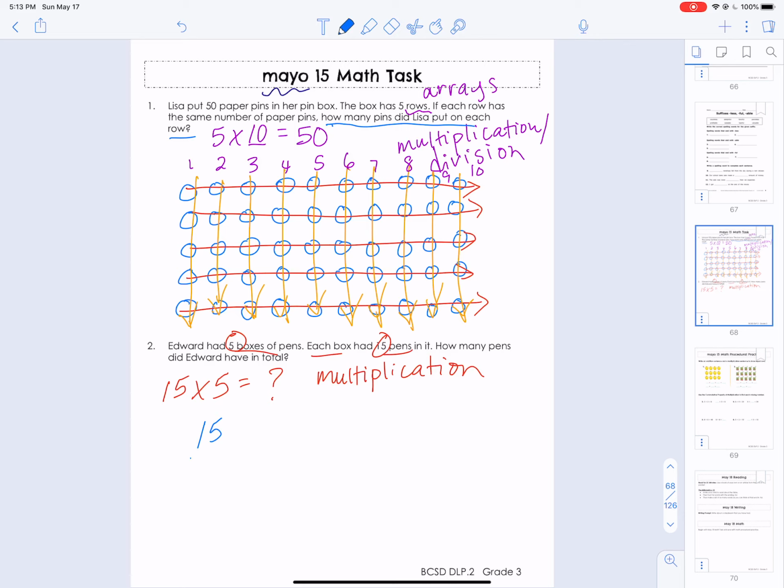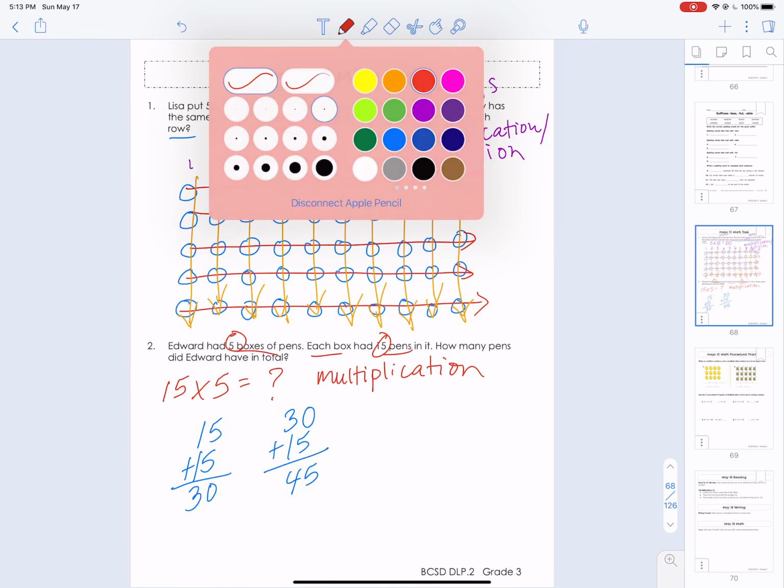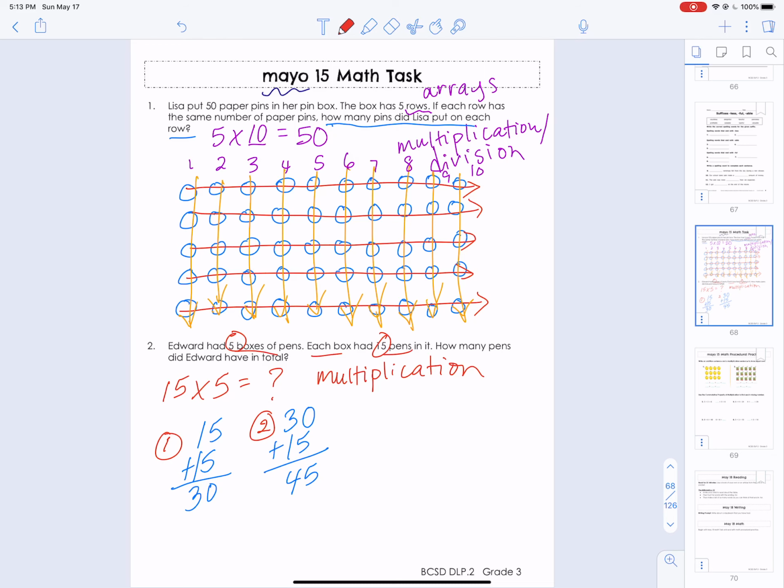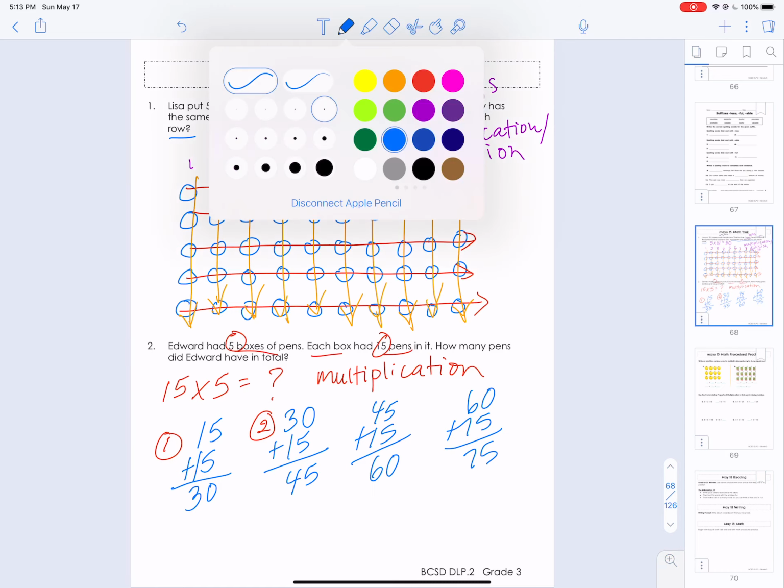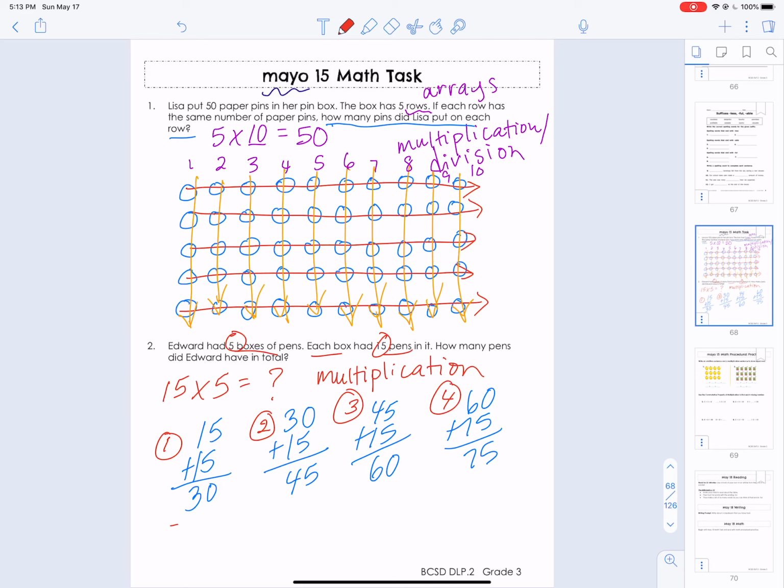So I'm going to do 15 plus 15. That gives me 30. I'm going to keep going until I've done that 5 times. So now I'm going to do 30 plus 15. That's 45. And I'm going to write how many times I've added this. So there's 1, 2. Let's keep going. Now 45 plus 15 is 60. That's a third time. 60 plus 15 is 75. That's the fourth time, so I need one more time here. 75 plus 15 is 90. So the answer to 15 times 5 is 90.